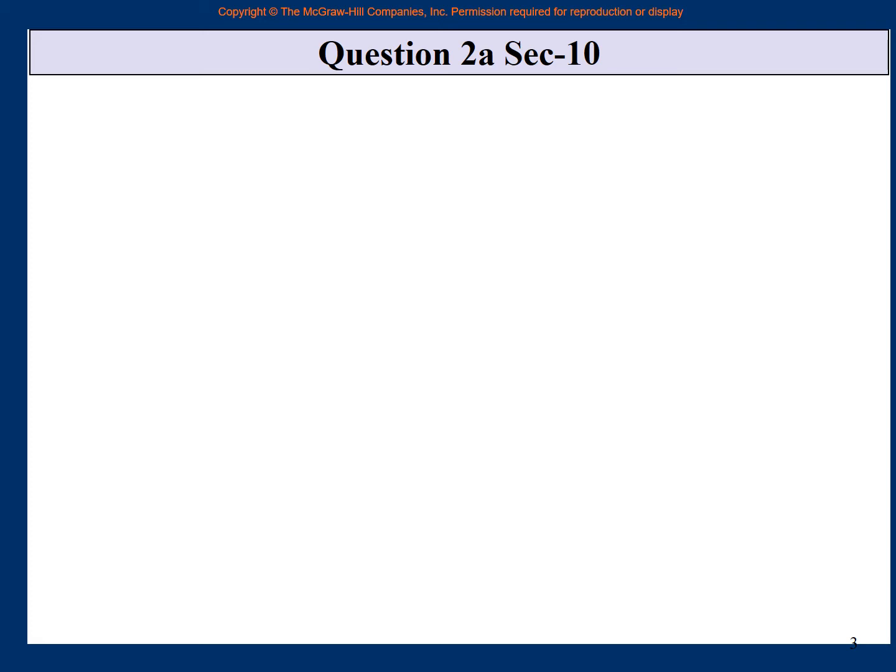Generally the first question is multiple choice or true/false, which you do directly on the Moodle, and question 2, whether it is one part or two parts, is where the numericals or small theory questions start. So this is question 2A for section 10 quiz 3.